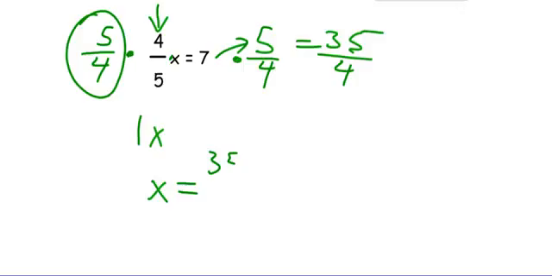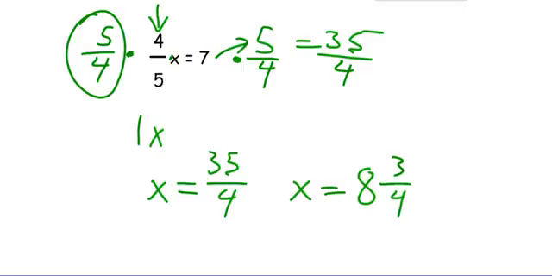So 35/4, which could then be reduced to x equals 5. That's not right. 8. Let's go with 8. That would make way more sense. 8, because 4 times 8 is 32, and we're left with a 3/4. And so we've solved for that x.